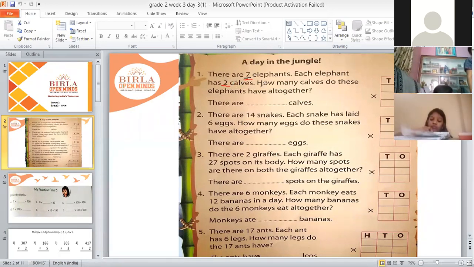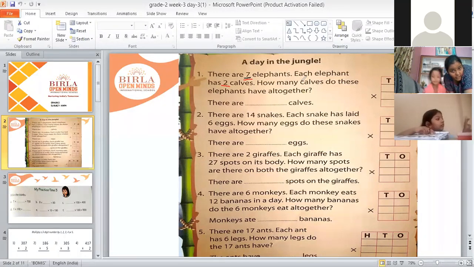So there are 7 elephants, and each elephant has 2 calves. Each elephant has 2 calves means each elephant has 2 baby elephants. Okay. So how many calves do these elephants have altogether?